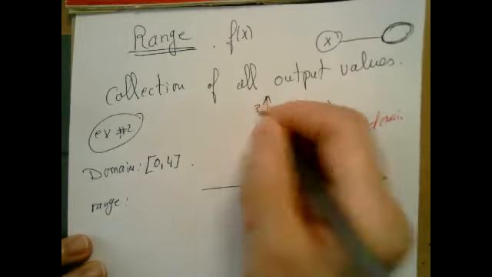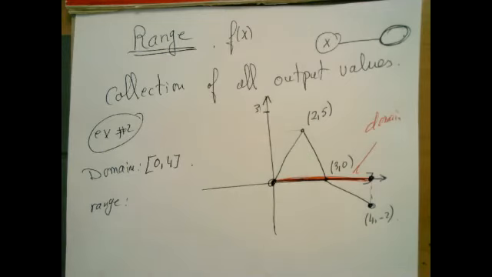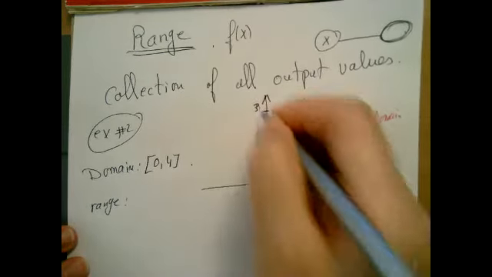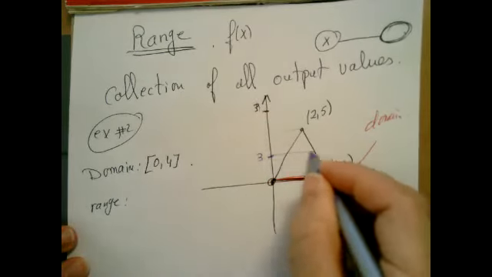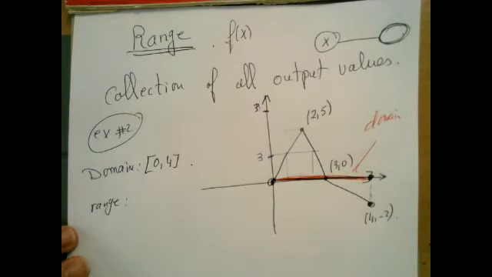Yes, of course. So 3 is down here. Of course, yes. So absolutely in the range. We have 2 different inputs that give an output of 3.